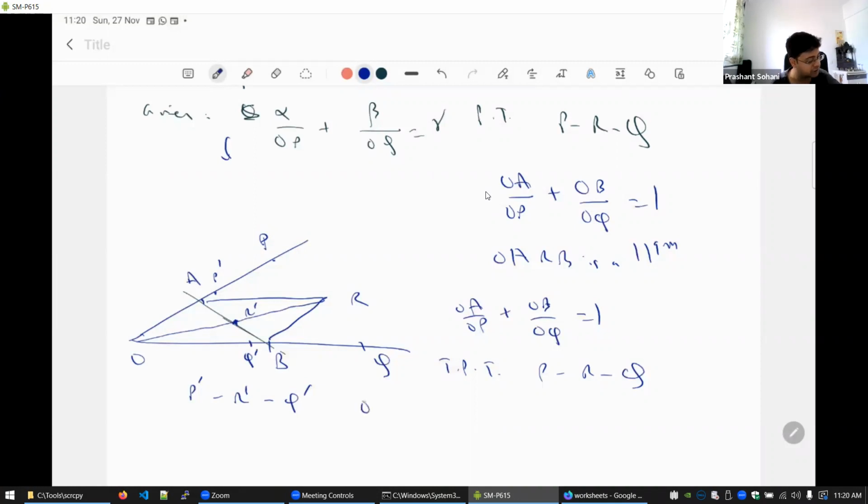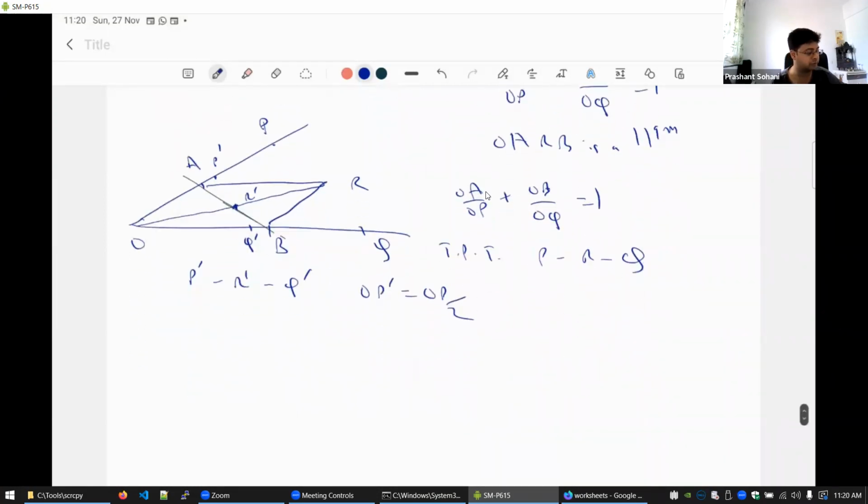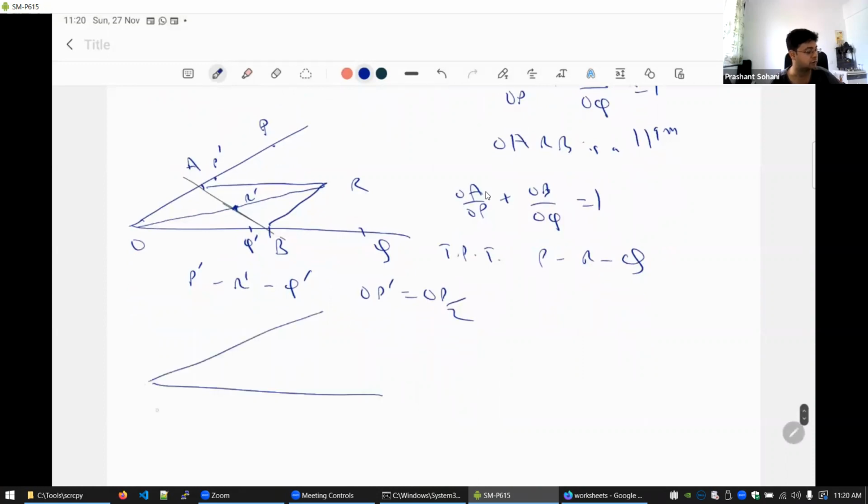And OP dash is nothing but OP by 2. Okay. So what I'm suggesting is one more round of rewriting the problem. So now I don't even want the point R. I just want the midpoint of AB, and instead of calling it R dash, let me call it S. And given points, again P dash and Q dash is a clumsy notation, so let me just refer to them as P and Q.